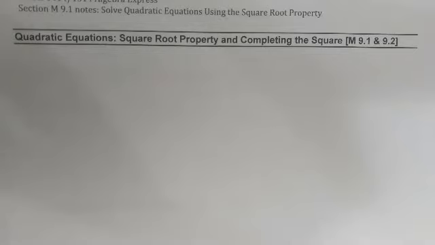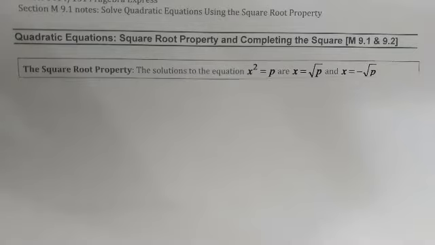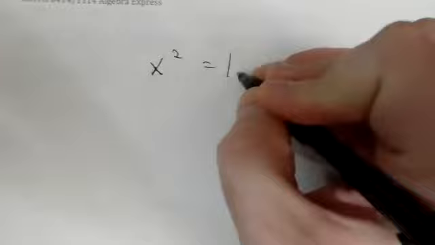And so the first thing they give us is the square root property. So the solution to x squared equals p, and then they tell us what it is. But I wanted to think about something. So x squared equals p. So throwing some numbers in there might help.